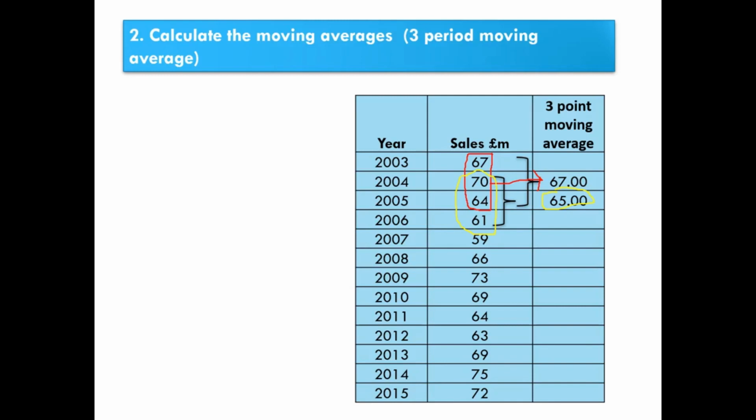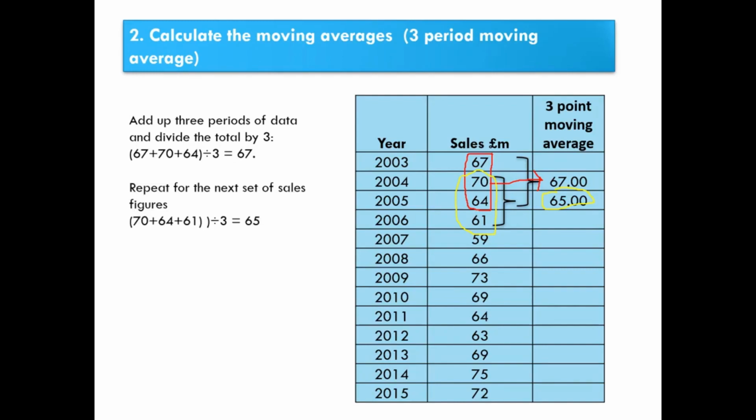So we call this a 3-point moving average. The average I'm getting on the right hand side here is being smoothed out as we move along down through the sales figures. So we add up the 3 periods of data and divide by 3, and then we repeat this process. The key point is to remember that the average always goes in the middle year. So the 3-point moving average for 2004 is the average of 2003, 2004 and 2005.